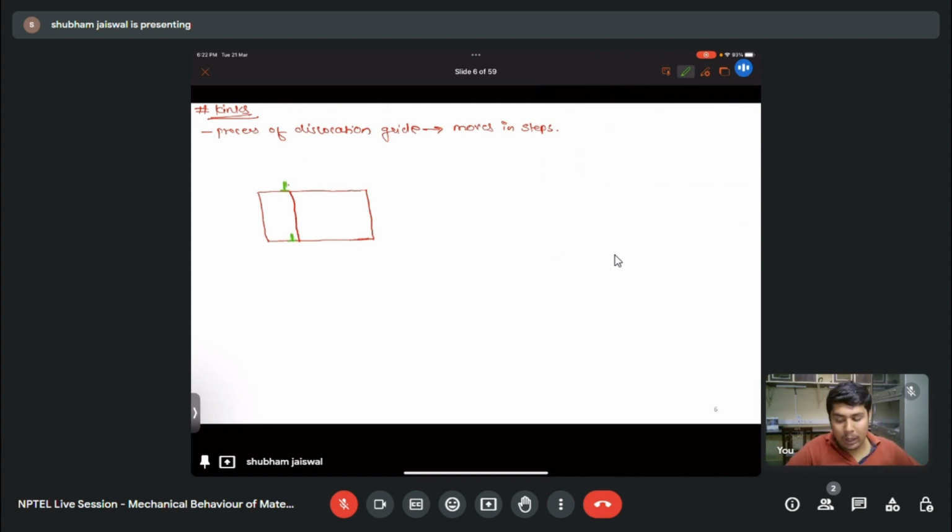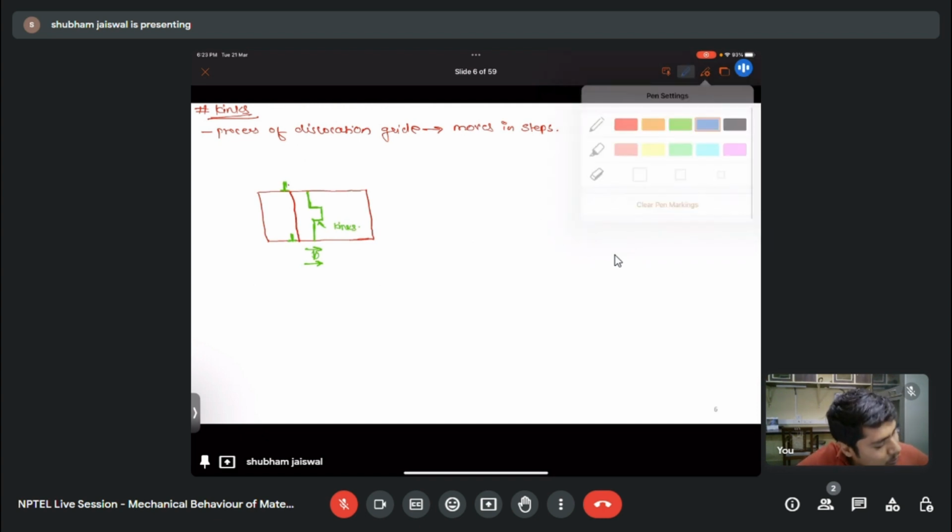So here what will happen? This is the direction of the Burgers vector. As the dislocation moves, it will try to form steps. It will move something like this. Here some steps are there, and these are nothing but kinks.